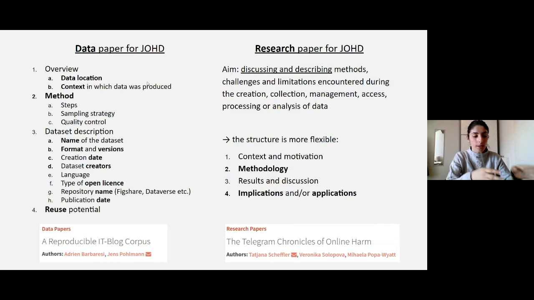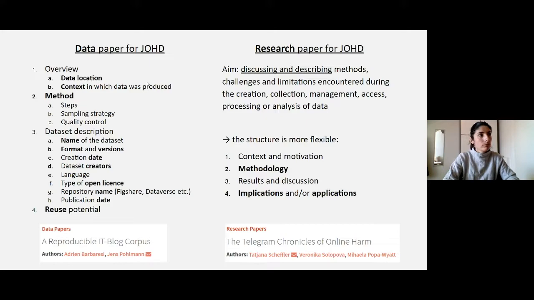And then other details, so the creation date, the names of the people who created the dataset, the language, the type of open license, and of course the repository name. I'll tell you more afterwards about that, but there are different repositories where the authors can choose to deposit the data, and then the publication date. And then the fourth section points to the reuse potential of the dataset. So besides what we have done with those data, what others can do with that data, even if we actually didn't do that.